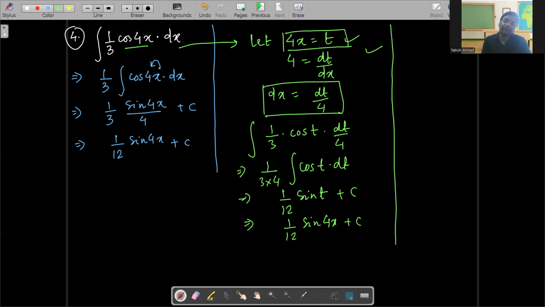So in this way, we have to solve questions directly. Whenever there is a multiplier in the variable, you will divide by it in the integration. Let me see if I have another question for you. Yes, there is a very simple question. I will go to another page for that, question number 5. The question says find the integration of sec 5x tan 5x dx.